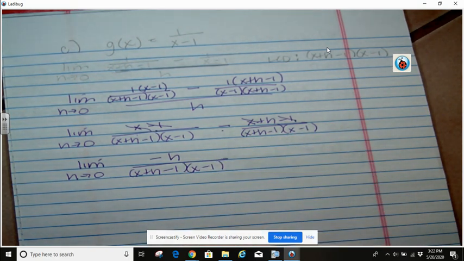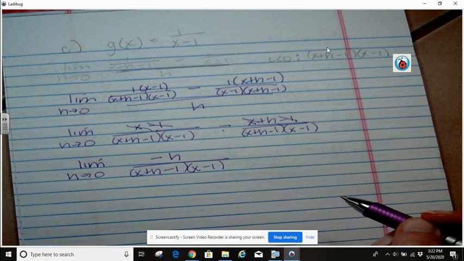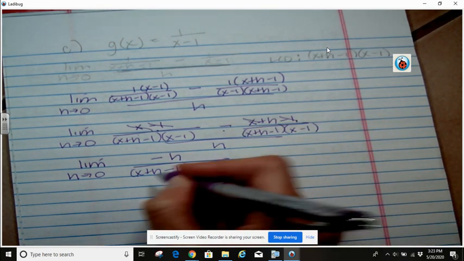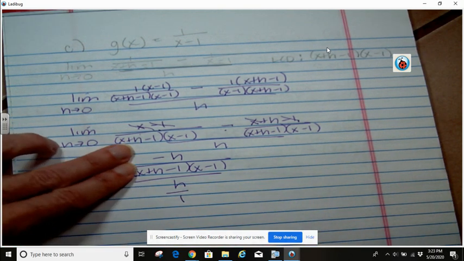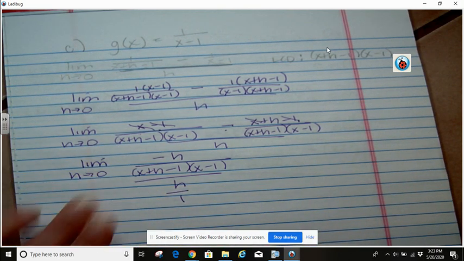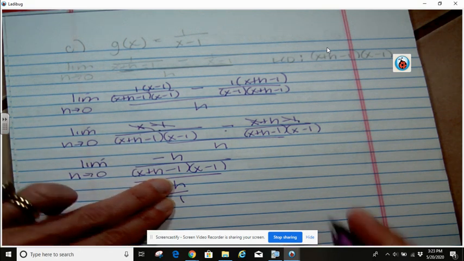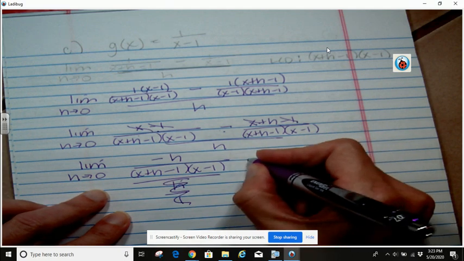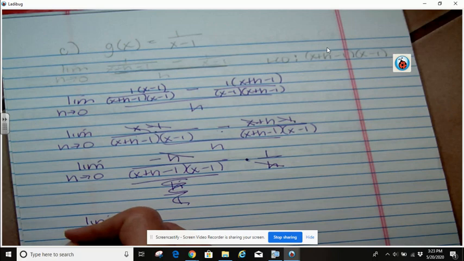And now I am ready to find that limit. So I'm going to replace the h's with... what did I do wrong? I forgot this h down here. Okay, so this is one fraction divided by another, which means it's this fraction times this reciprocal. So instead of divided by h, it's times 1 over h. Okay, this is much better.